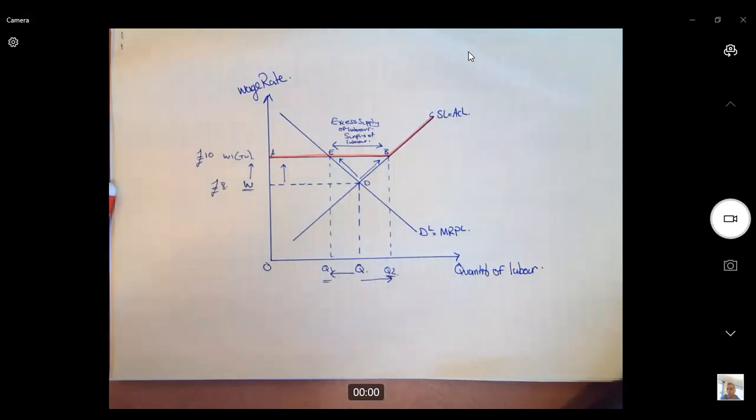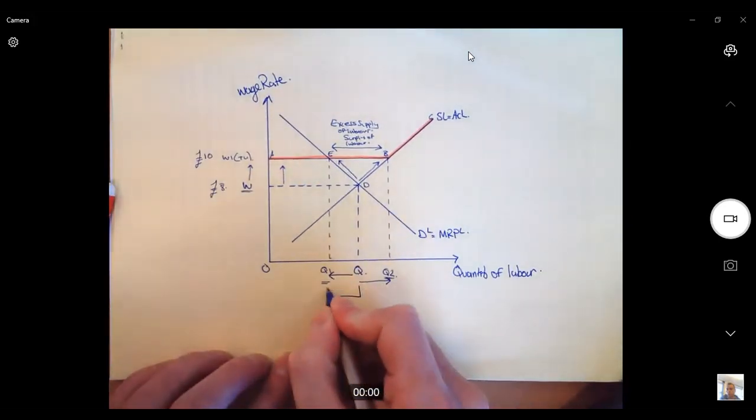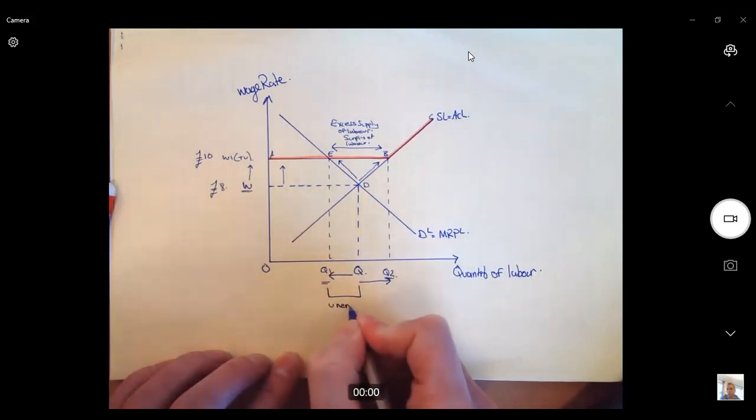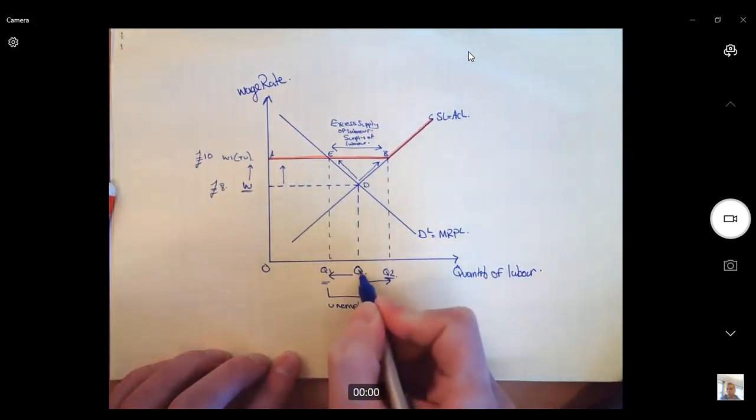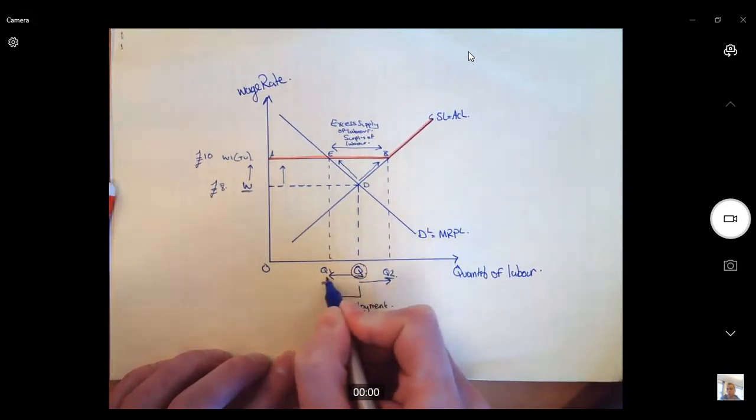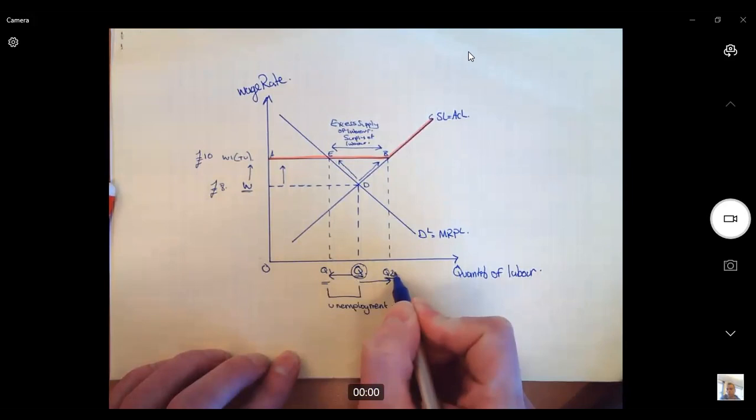The issue with this, and we'll discuss this later in our evaluation, is that one of the dangers of a union is that it actually creates unemployment. And unemployment occurs from Q to Q1. Now, a reminder that Q was the original number of workers who were in that labour market. Q1 now is the new number of workers who have remained in the labour market. Unemployment is not between Q1 and Q2 because remember, Q2 workers were never employed in the first place.